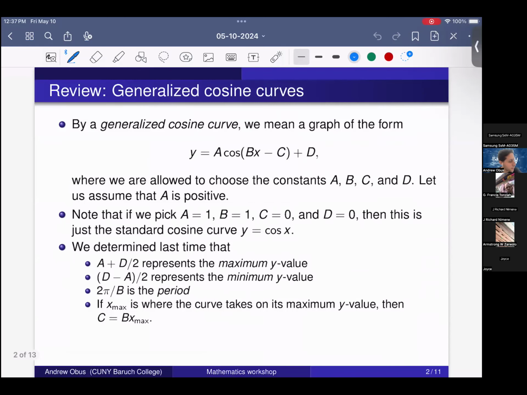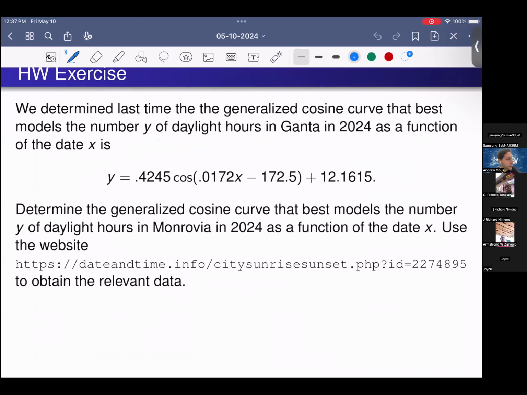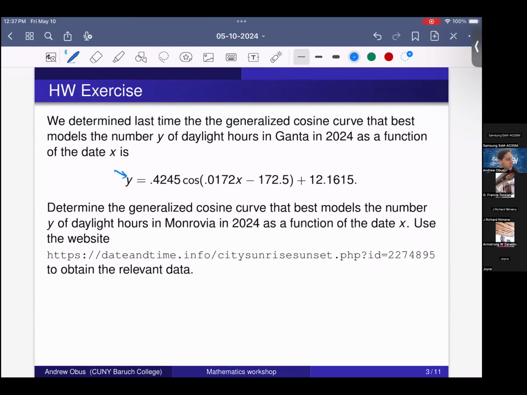So even before we go on to anything new, if you remember, one of the things that we calculated last time was that we used data that we found online to show that this is a function that models the number of daylight hours in Ganta in 2024 as a function of the date X. This Y over here is the number of daylight hours, the amount of time from sunrise until sunset. And this X over here is the date.